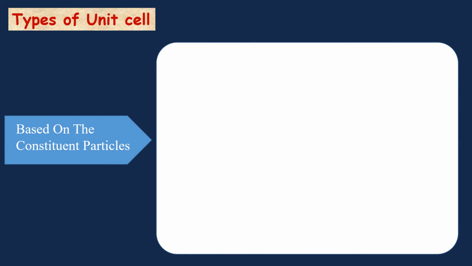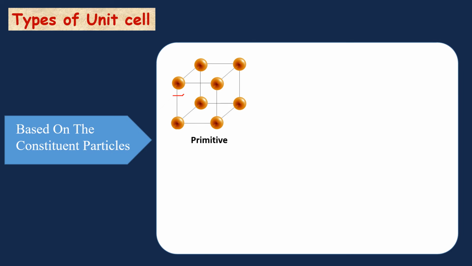And it is also possible to classify the unit cell based on the number of constituent particles or where they are arranged. The first one is primitive. Here only at the corners of the unit cell particles are present. These are the corner particles. There are 8 corners, and in the 8 corners there are particles.